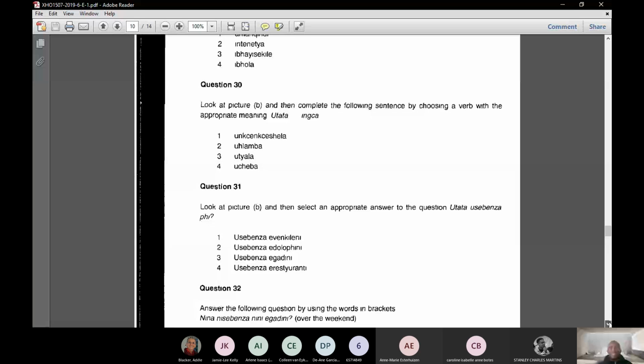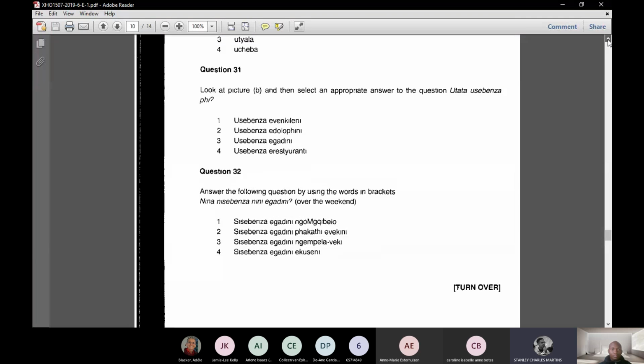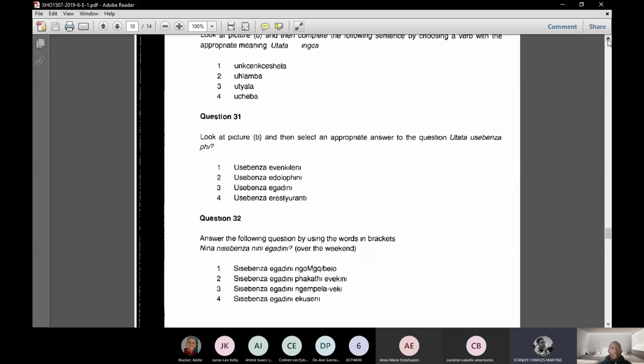So question number 31. Look at the picture B and then select an appropriate answer to the question. Utata usebenza phi? Sorry, sir, can you tell me the meaning of that question? What does it mean, those words?